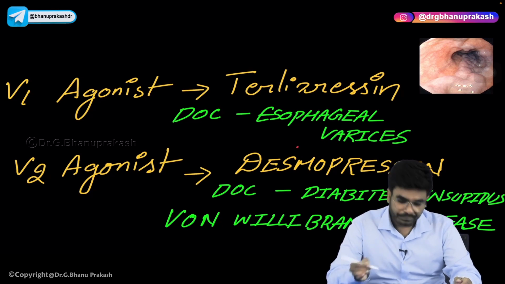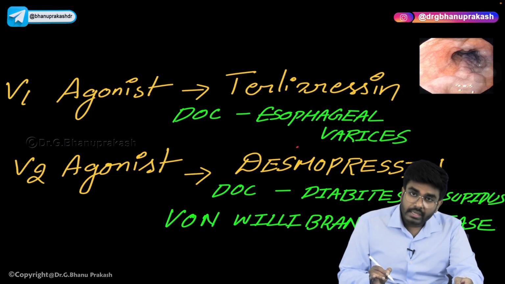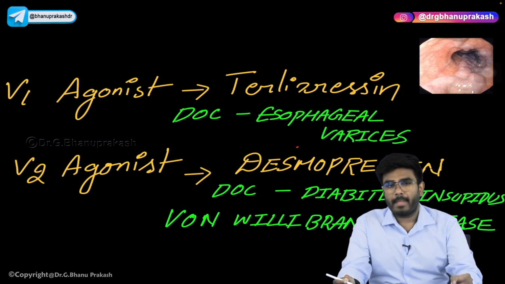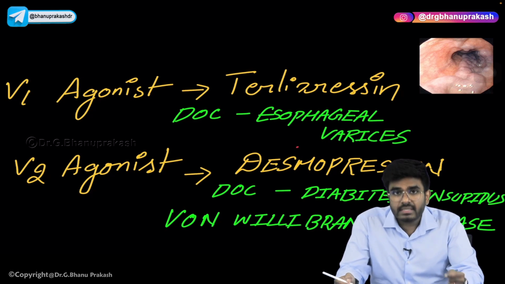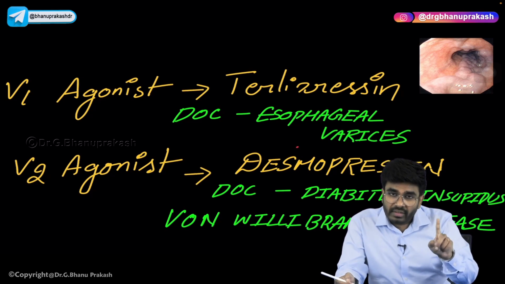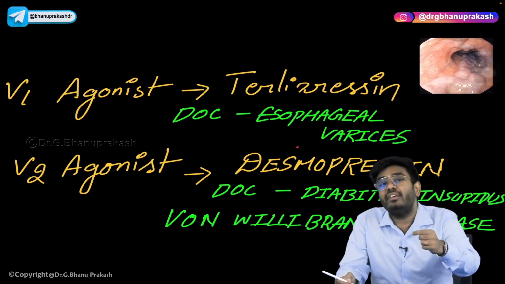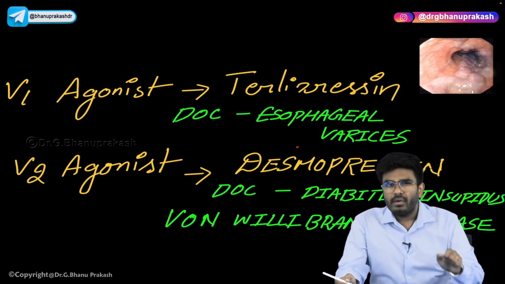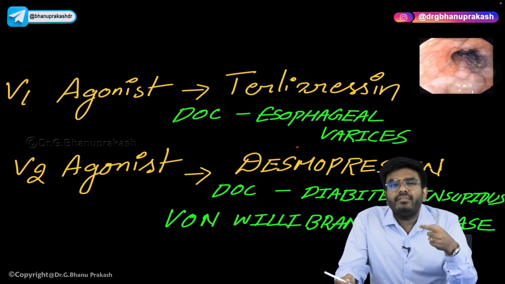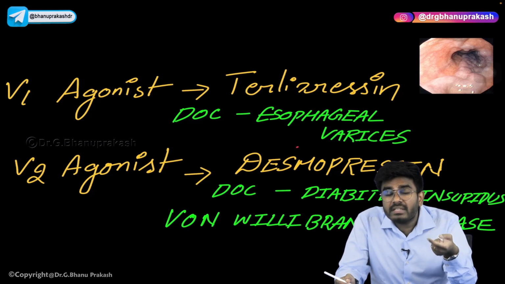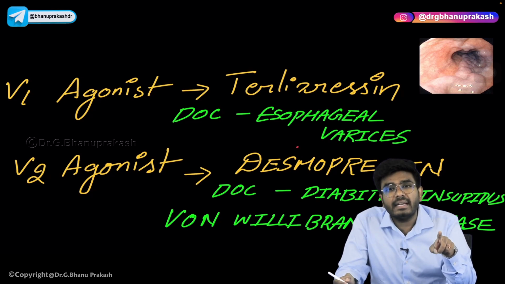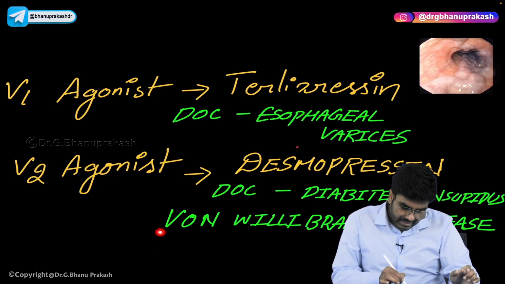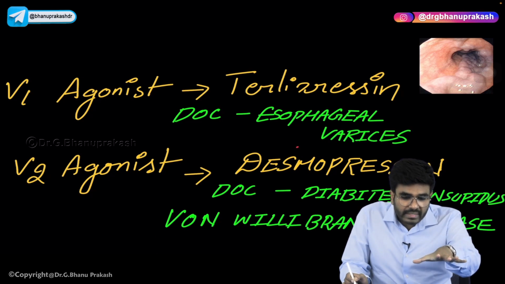I have shown you here the V2 agonist is also used in conditions like von Willebrand's disease. I am asking you, what is von Willebrand's disease? It's a hemophilia. In von Willebrand's disease, von Willebrand factor is deficient. Now you think, where is von Willebrand factor present and who is going to release it? Von Willebrand factor is released by the vascular endothelium. Now, what is our problem? In von Willebrand's disease, von Willebrand factor is deficient.